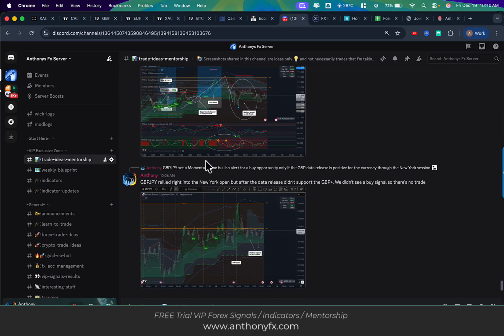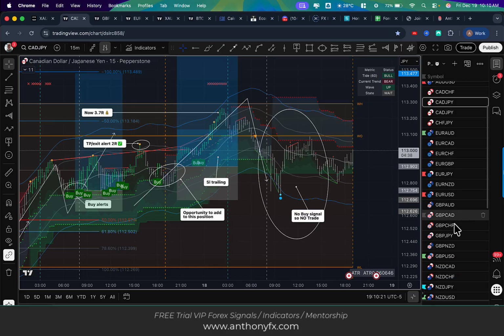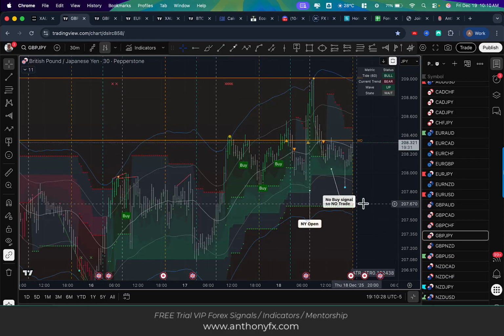And then the other one, the pound yen: set a momentum sync bullish alert for a buy opportunity only if the pound data release is positive for the currency through the New York session. So pound yen, and that was on a 30-minute chart. Have a look at that one, pound, and we go to a 30-minute. That's important, the signals will be different.